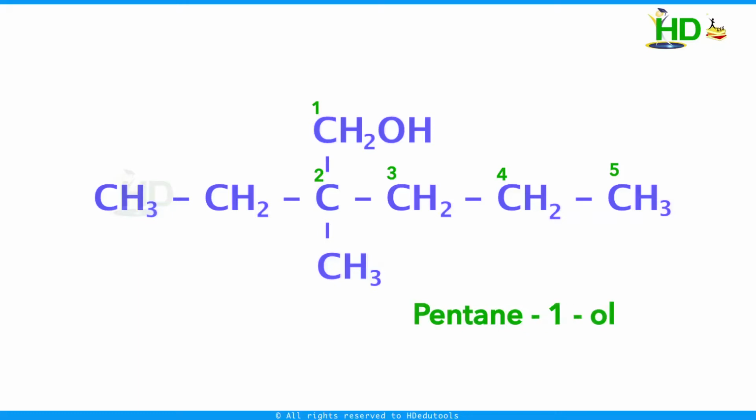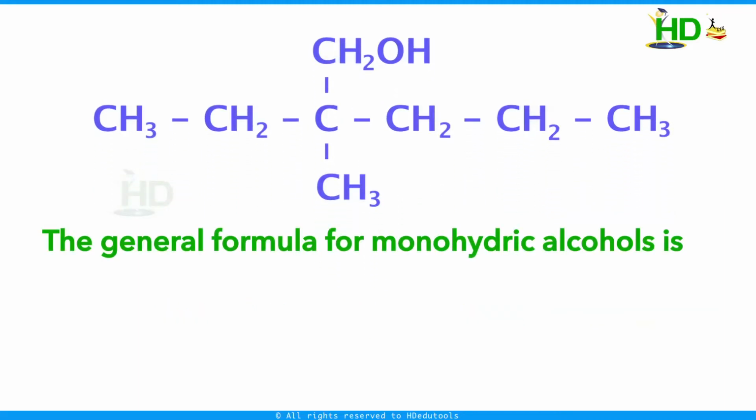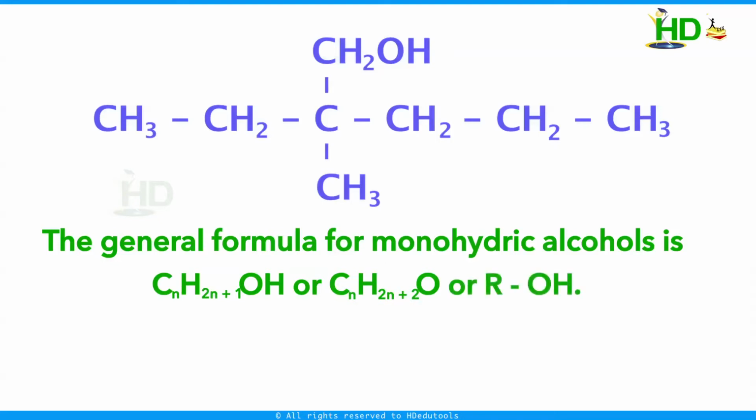And on the second locant, we have a methyl group and an ethyl group. That you include as prefixes. Therefore, the name of this compound is 2-ethyl-2-methylpentan-1-ol. The general formula for monohydric alcohols is CnH2n+1OH or CnH2n+2O or ROH.